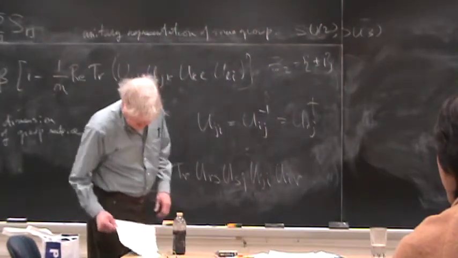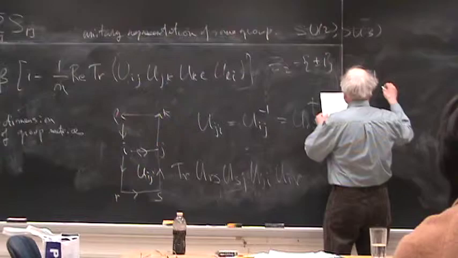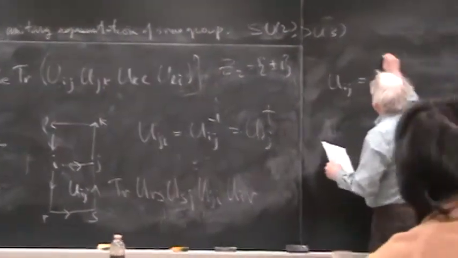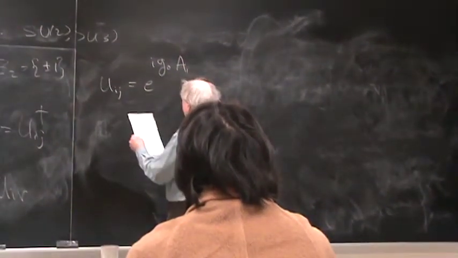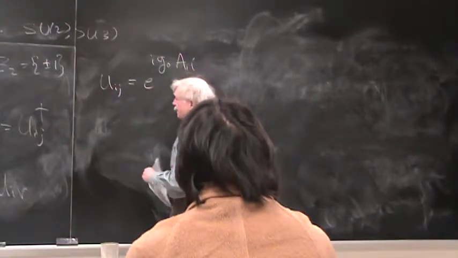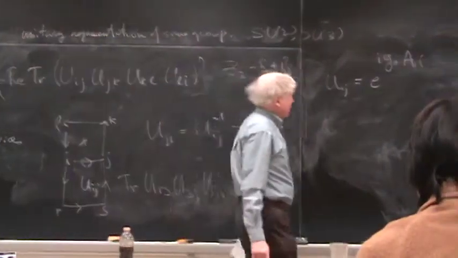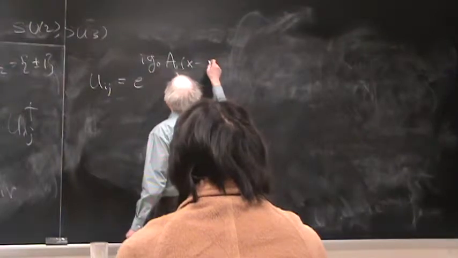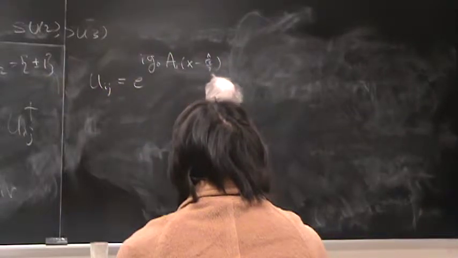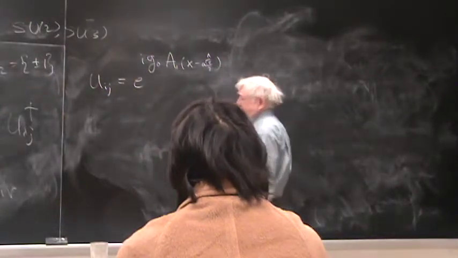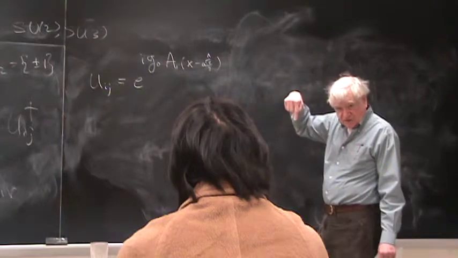And if we then say that uij is e to the i, a bare coupling constant g0, and then we'll call it, say, A1. And this A1, if we imagine this to be x, then this is x minus e2 hat over 2. Well, minus a, the lattice spacing, times a vector in the two direction, but minus.